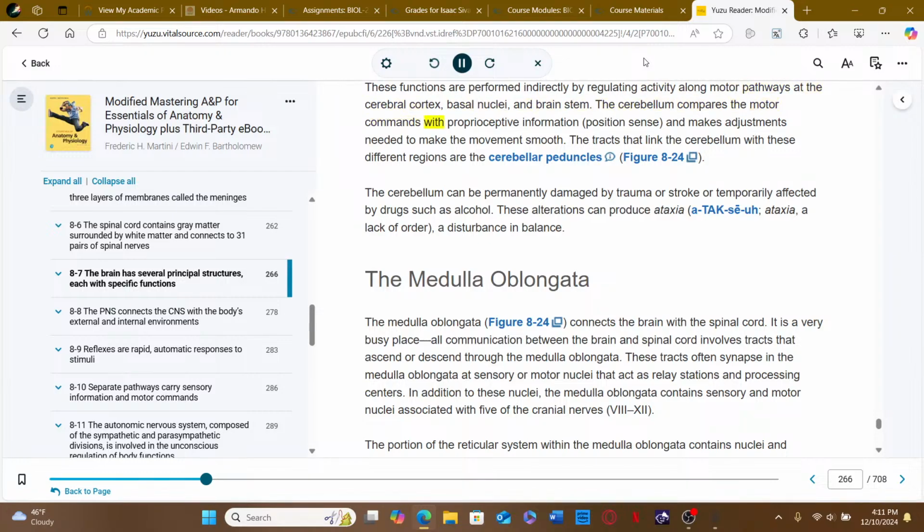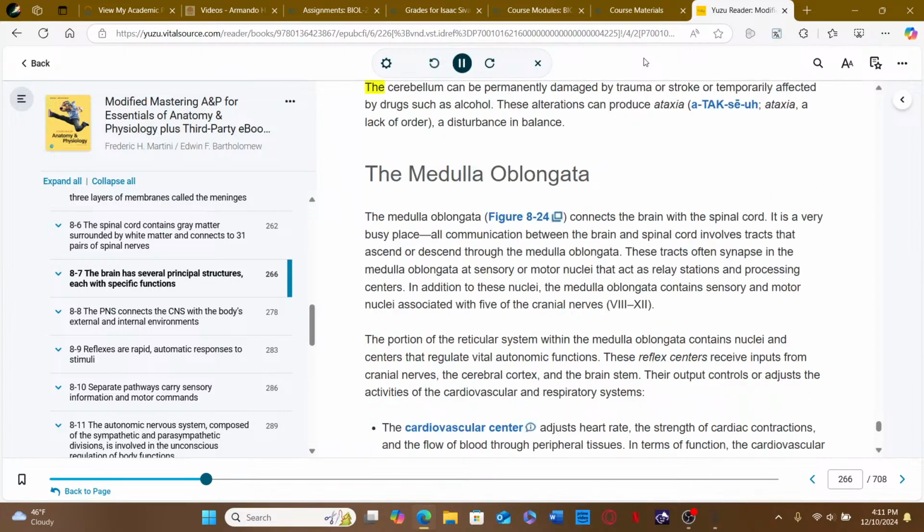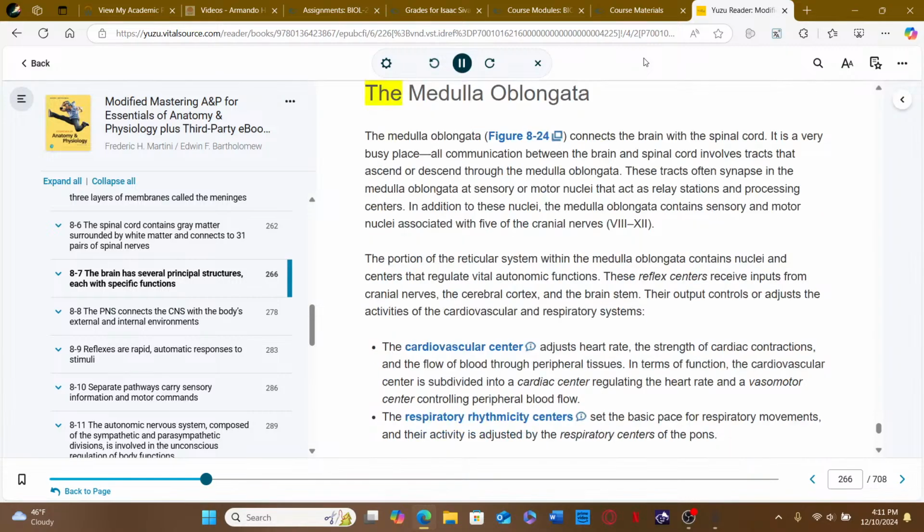The cerebellum compares the motor commands with proprioceptive information, position sense, and makes adjustments needed to make the movement smooth. The tracks that link the cerebellum with these different regions are the cerebellar peduncles, figure 8-24. The cerebellum can be permanently damaged by trauma or stroke or temporarily affected by drugs such as alcohol. These alterations can produce ataxia, a lack of order, a disturbance in balance.